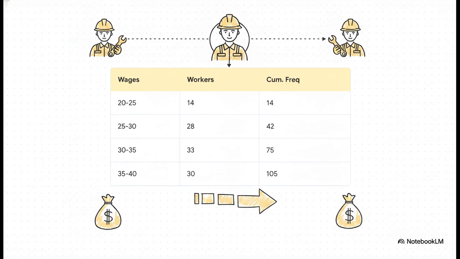Let's look at an example using some factory worker wage data. We've got 160 workers in total here. By tracking the cumulative frequency to find the exact middle position, which would be our 80th worker, we can determine the median wage falls right into the 35 to 40 rupee bracket, specifically calculating out to 35 rupees and 83 paise. By focusing solely on that center spot, the median completely ignores those few folks who might be making insanely huge amounts at the top or very little at the bottom.